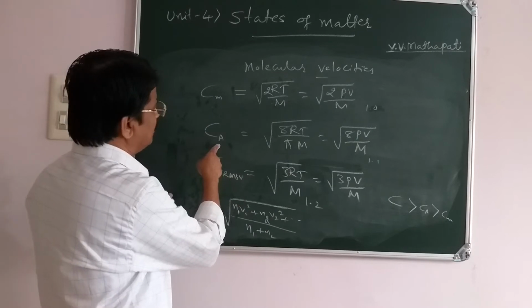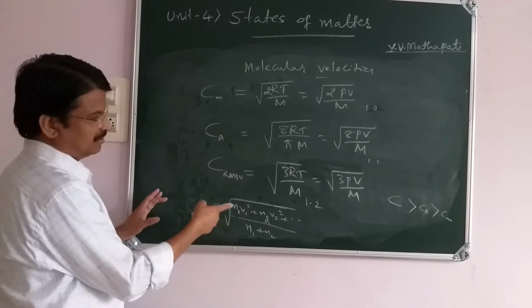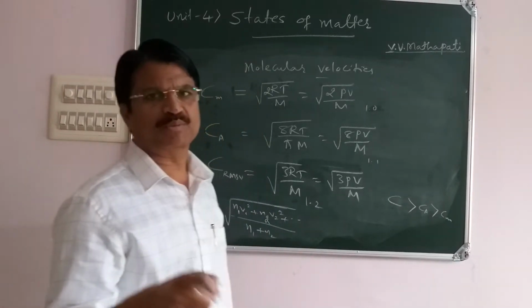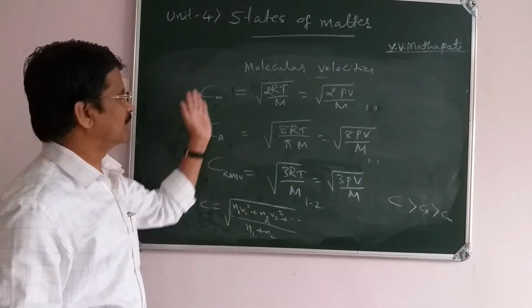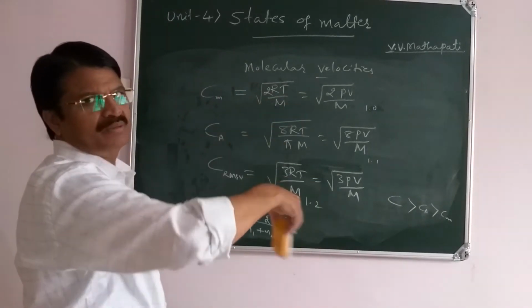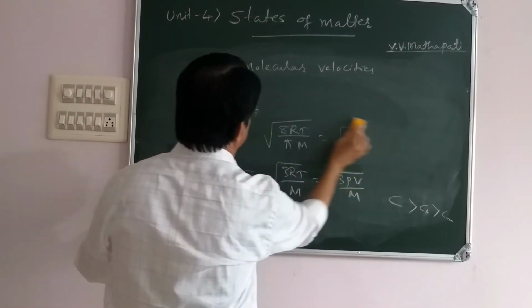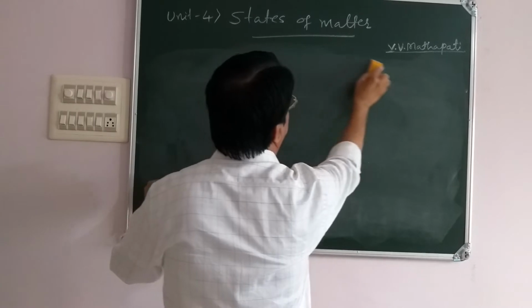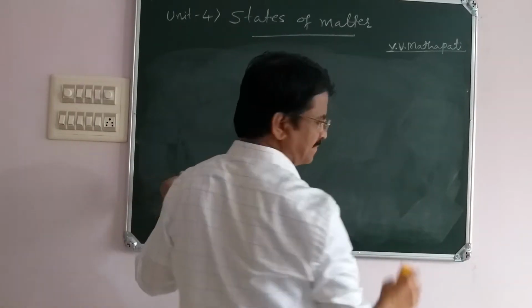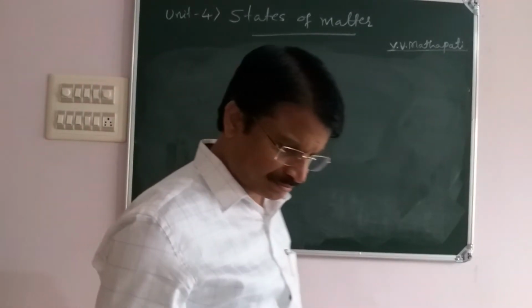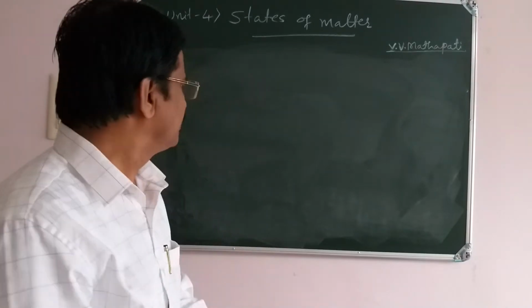Then the average velocity formula is the same type: N1 V1 plus N2 V2 plus N3 V3 divided by N1 plus N2 plus N3. Like this we can write formulas. So these are all molecular velocities, and using these also we can solve the problems. I think I covered most of the points.